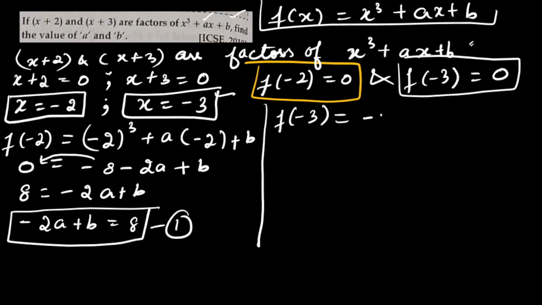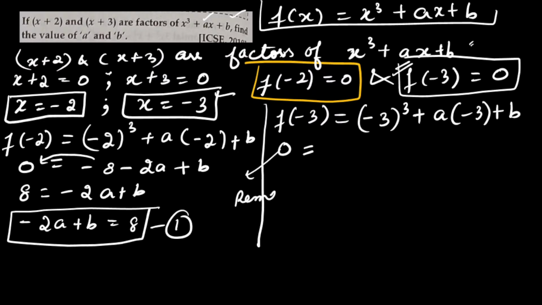So x cube, that means (-3) cube, plus a into x, a into minus 3, plus b. So f of minus 3 is 0. Here I have mentioned this because it's a factor, so the remainder will be 0. Here this side we are actually getting the remainder only. You have to remember, sometimes they'll mention some other remainders in the question also. So you have to be clear that this is the remainder.